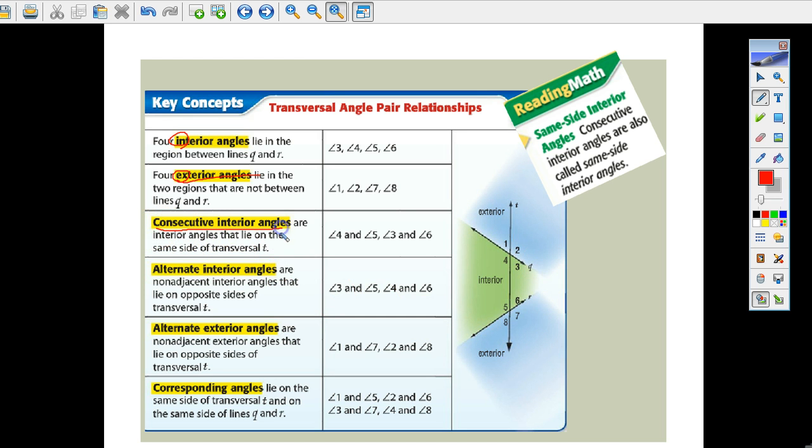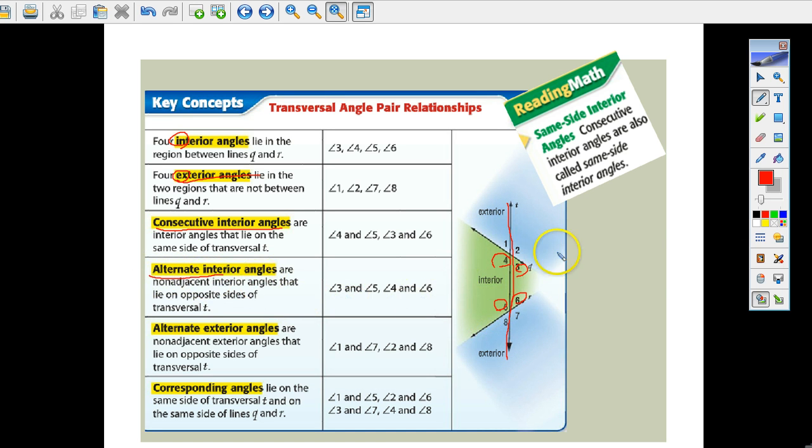Consecutive interior angles. Consecutive means in a row, one after the other. Consecutive interior angles are interior angles that lie on the same side of the transversal. So here, right next to each other, angles 4 and 5, 3 and 6. They're inside on the same side of the transversal, T.